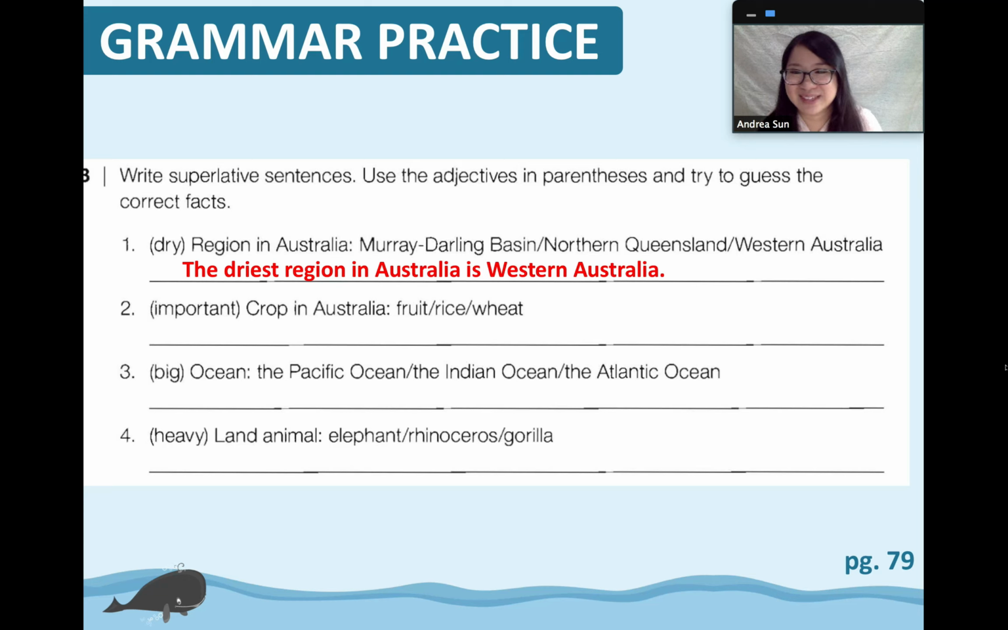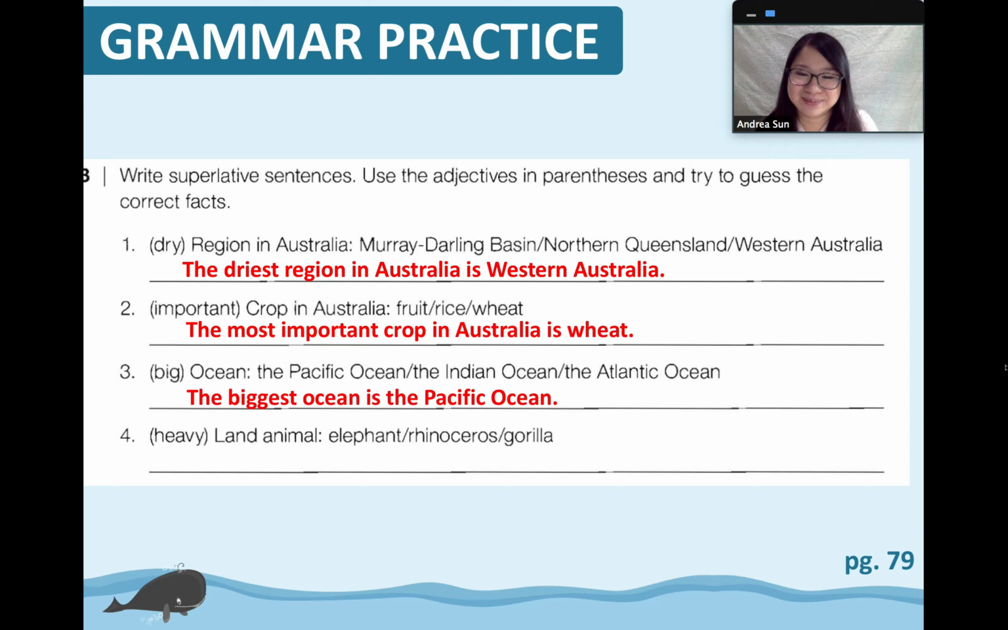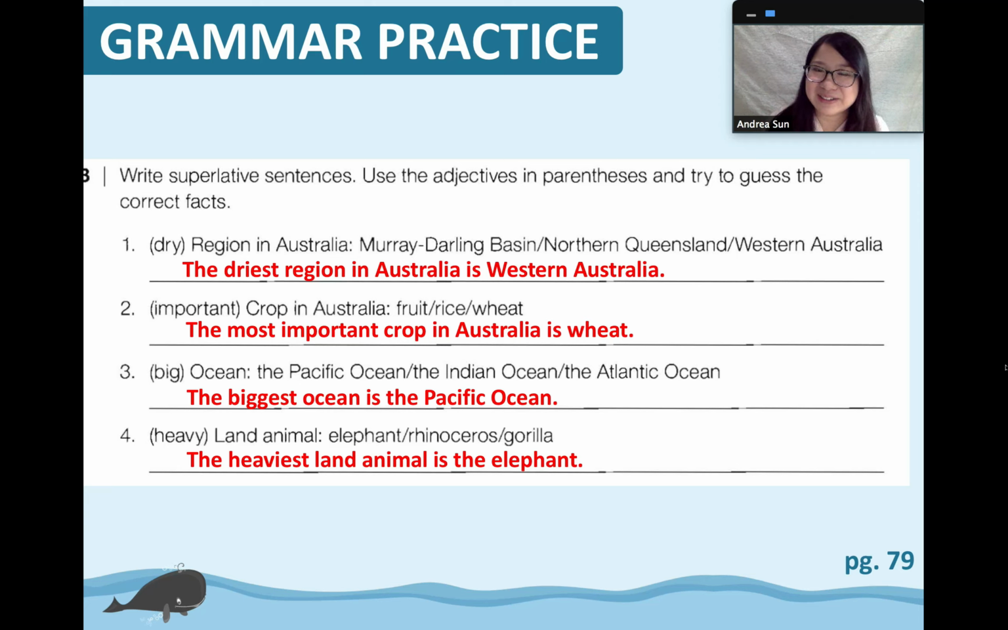Number 2, the most important crop in Australia is wheat. As in comparison to rice, wheat uses a lot less water. Number 3, the biggest ocean is the Pacific Ocean. And 4, the heaviest land animal is the elephant. All right. So not only did you make some sentences with the superlative, you also learned some trivia about the world.